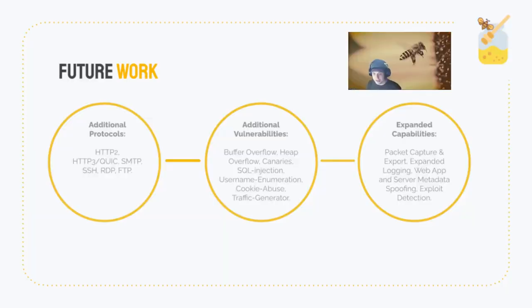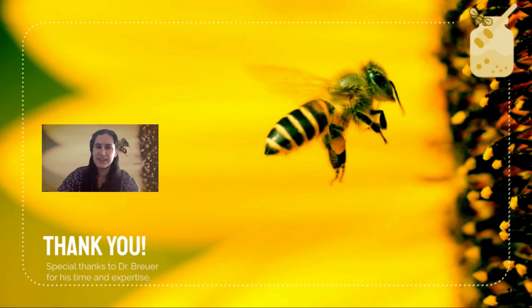There are numerous things that we could do to further expand the capabilities of this project, and it comes into three major categories. First of all, there's additional protocols, such as HTTP3 or SSH. Next, additional vulnerabilities. We could implement buffer overflow, SQL injection, and more. And finally, expanded capabilities, such as packet capture or having the server masquerade as other technologies to better lure in potential intruders.